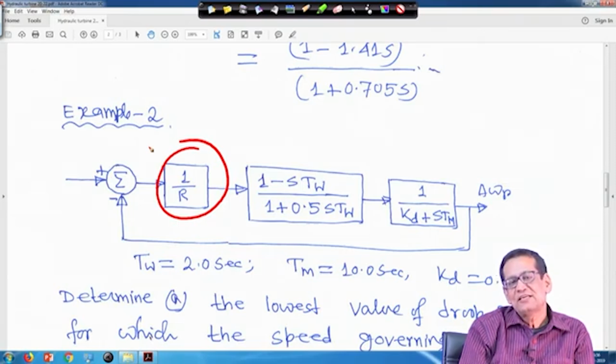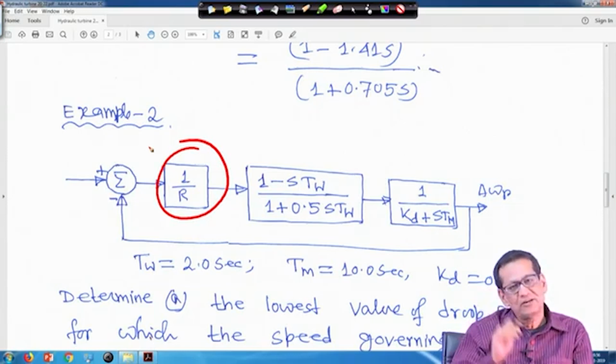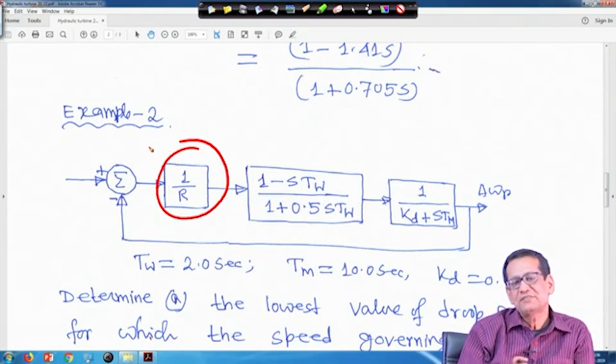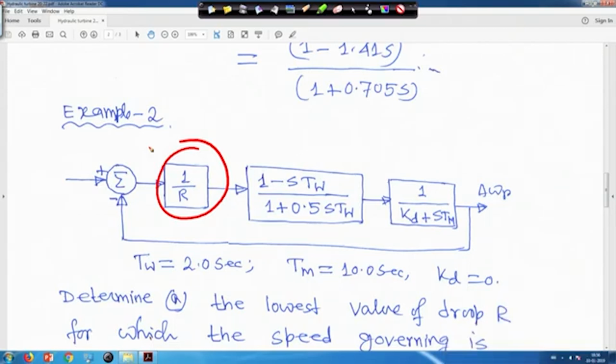Electro-hydraulic governor is there as well as mechanical-hydraulic governor, and their mechanisms are different, but ultimately the overall transfer function will remain more or less the same. But those governor models we have not considered here. What we have done is simply represent some gain equal to 1 upon R. So, here the governor is not considered; otherwise it would be a second order model.